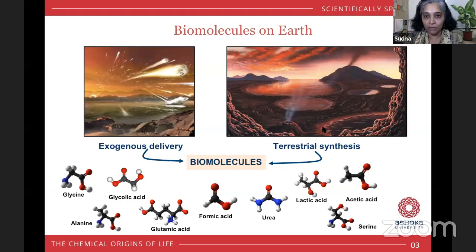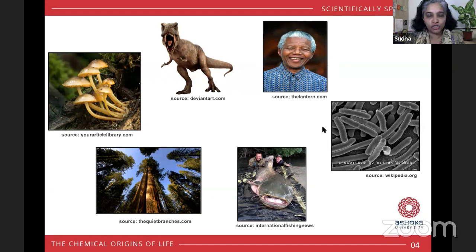You see that there are a lot of pictures in here: some mushrooms, there's a T-Rex, and there's Nelson Mandela, a catfish, giant sequoias, bacteria. What is interesting is there is something common to all of them. And Debayan, as a computer geek, I wonder if you know what might be the least common multiple between all of these things that are shown here. I'm going to be unspeakably brave and guess cells.